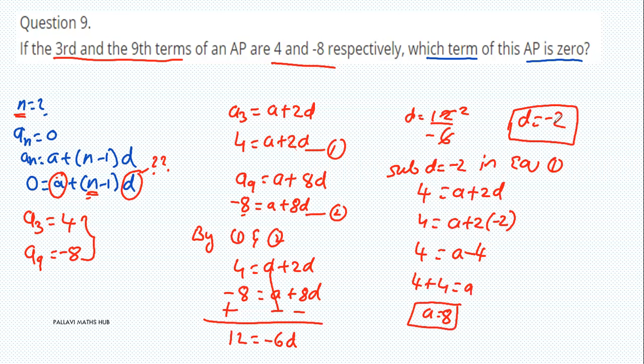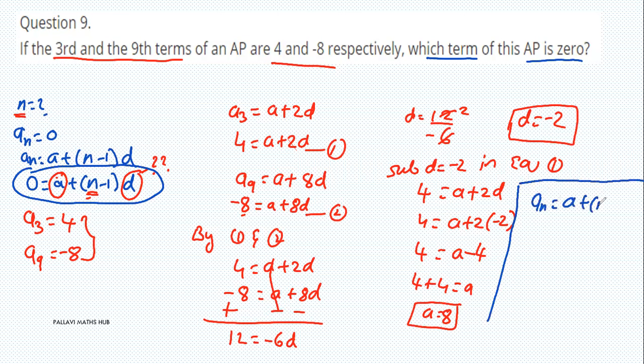Now, because you need to find out the nth term, N is equal to question mark. I am taking this equation: AN is equal to 0, right? AN is equal to A plus (N minus 1) into D. The question given is which term of the AP is 0? AN is 0, which is equal to the A value 8 plus (N minus 1) into the D value minus 2.